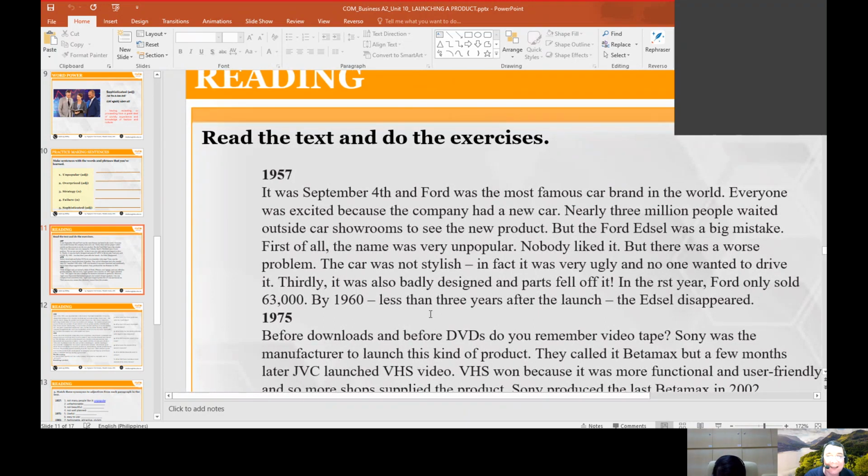Number one, not stylish, yes, not stylish. The other one, very ugly, yes, okay. It's very ugly. And then the third one, very unpopular. And badly designed also. So there would be another one that is badly designed. Okay? So that's the problem, badly designed. Yeah, the Ford, right? Next question.